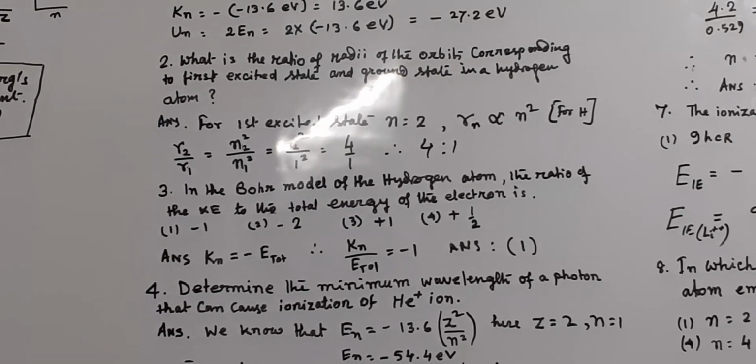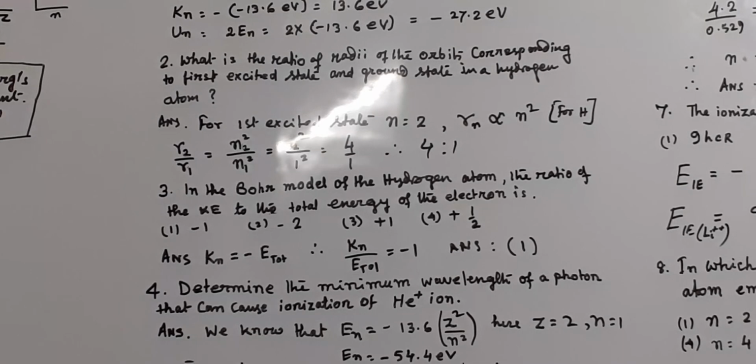Now ionization energy is 0 minus minus 54.4 electron volt, which will give us 54.4 electron volt. The minimum wavelength of a photon will be hc by ionization energy, and h is 6.63 into 10 to the minus 34 into 3 into 10 to the power 8 over 54.4 into 1.6 into 10 to the minus 19. From here we can get 22.8 nanometer.